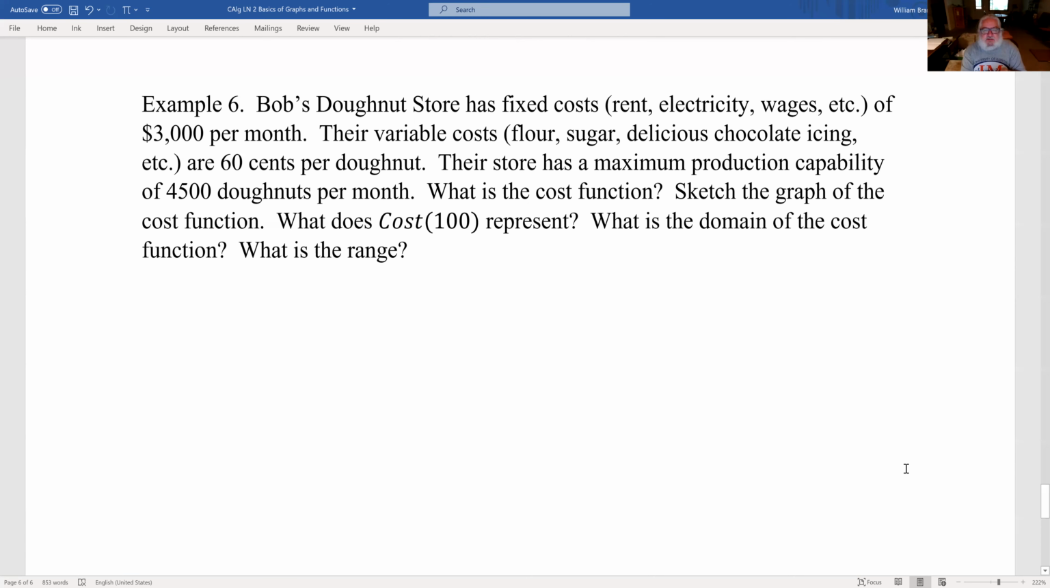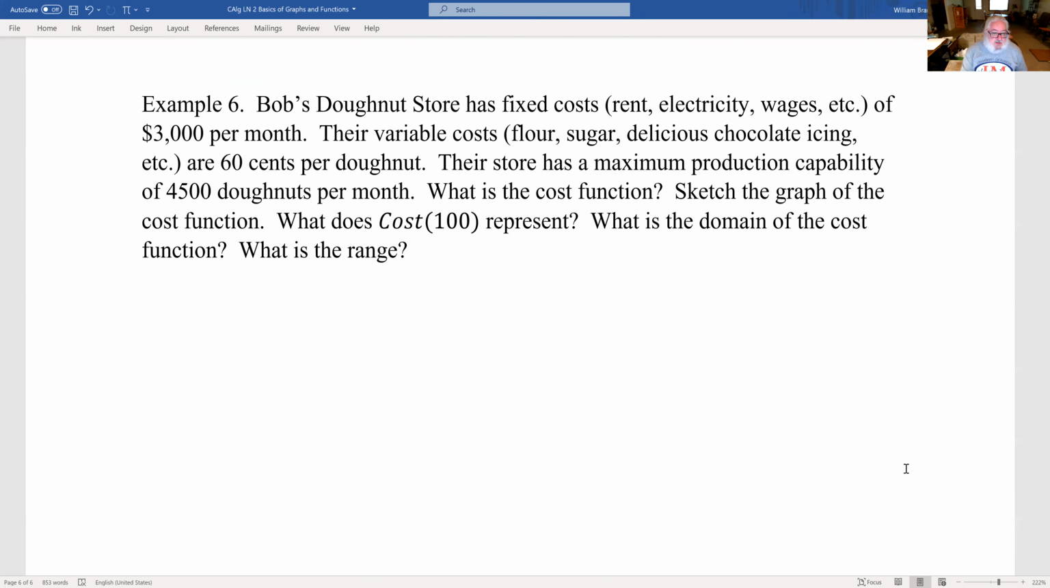So Bob's Donut Store has fixed costs, rent, electricity, wages, etc., of $3,000 per month. The variable costs, if you're making donuts, means you need flour, sugar, delicious chocolate icing, and other stuff, 60 cents per donut. And the store has a maximum production capability of 4,500 donuts per month. What is the cost function? Sketch it. And what does cost of 100 represent? What is the domain? What's the range?